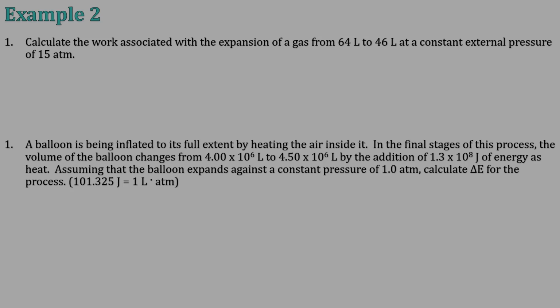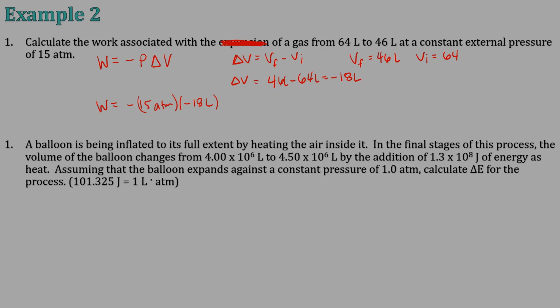All right, so example 2, calculate the work associated with the compression, that's not an expansion, of a gas from 64 to 46 liters at a constant external pressure of 15 atm. So work is equal to negative P delta V. So delta V is the final minus the initial. Delta is always the last minus where it started. So final is going to be 46 and the initial is 64. So I'm going to take 46 minus 64, they're both in liters, that gives me 18 liters negative. So that's delta V. And then my pressure is 15 atm. So I'm going to plug those values in. So I have negative 15 atm times negative 18 liters. And that is going to give me 270 liter atm of work.